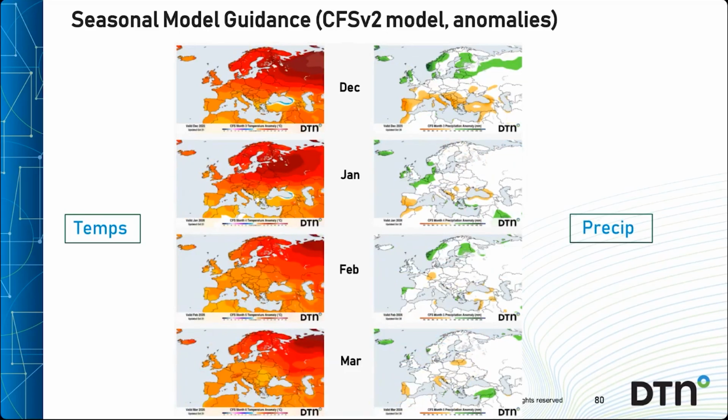CFS model shows little difference in the temperature anomaly pattern, but it's even a little milder than ECMWF, depicting above average temperatures each month right across Europe. Conditions look wettest across northern parts of Europe and rather dry for the south, especially during December and January, with signals more washed out in February and March.